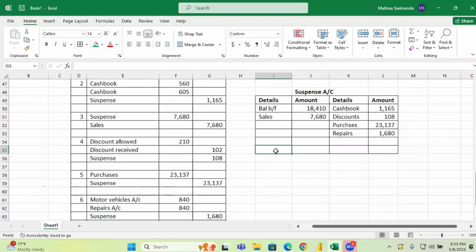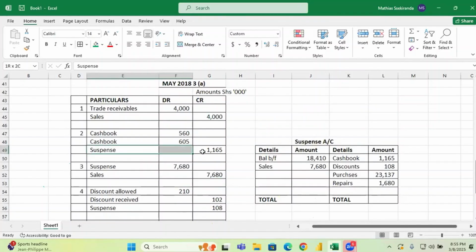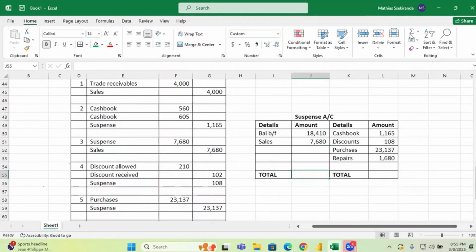So the side where the suspense was posted in the journals is the same side where you bring it in the suspense account. The suspense was on the credit side on note number 2, so we have brought it on the credit side. It was on the debit side on note number 3, so we brought it on the debit side. And we expect that this account balances automatically, without any balance carried down in it. Okay?